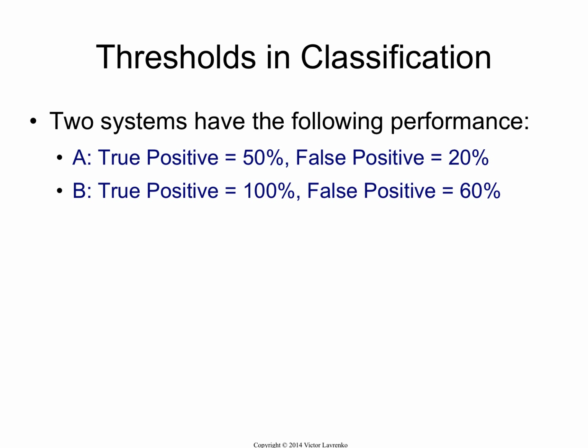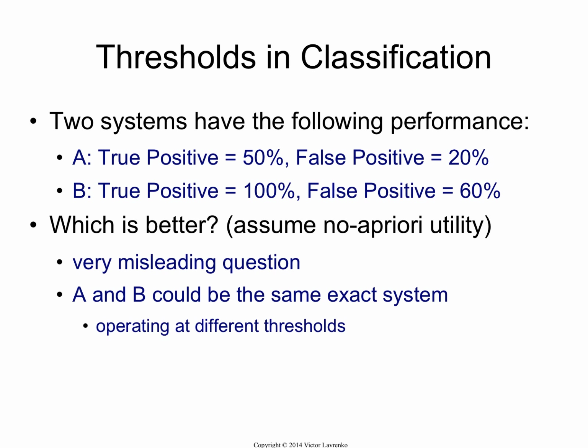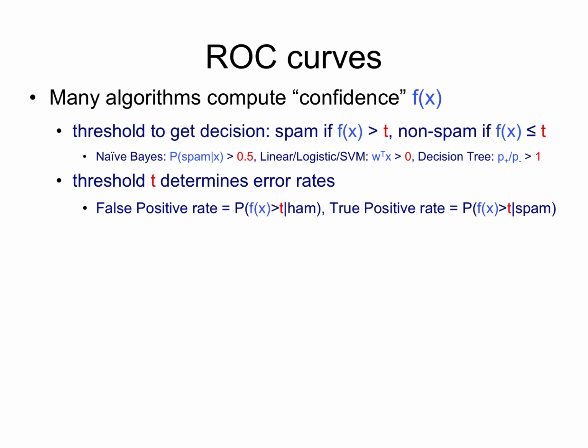And the problem with even asking that question is that the question is incredibly misleading, because it could be the case that A and B are actually the same exact system, the same exact classifier, just operating over two different threshold settings. So how could this be? And what am I talking about?